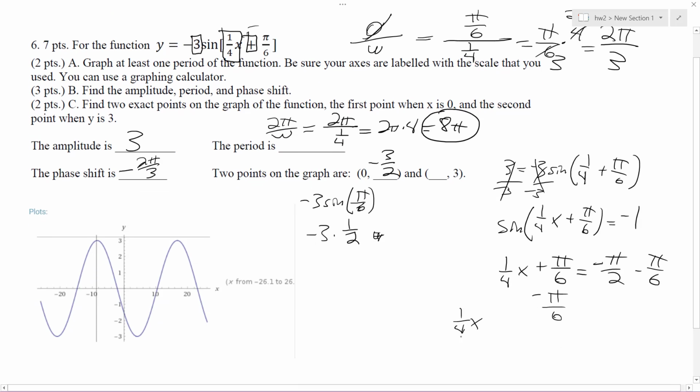So 1/4 x is equal to, common denominators, let me erase that, negative 3 pi over 6 minus pi over 6. So that gives me negative 4 pi over 6.